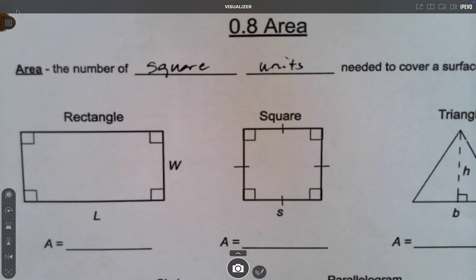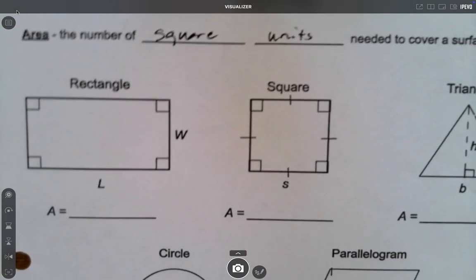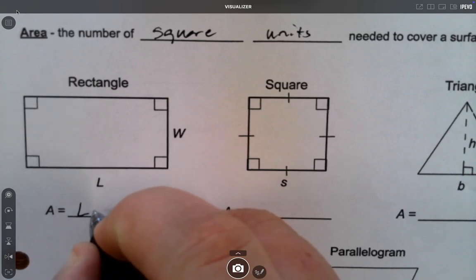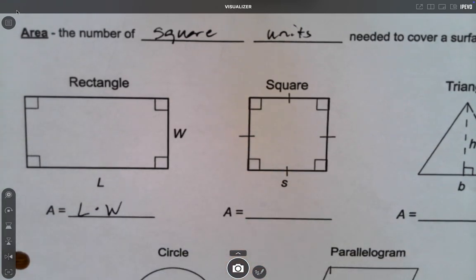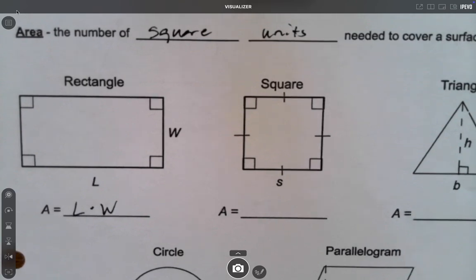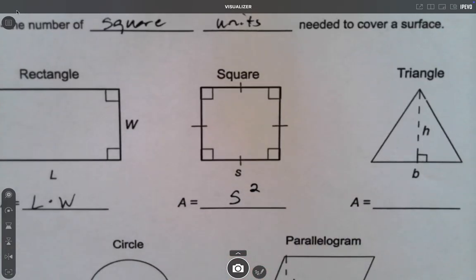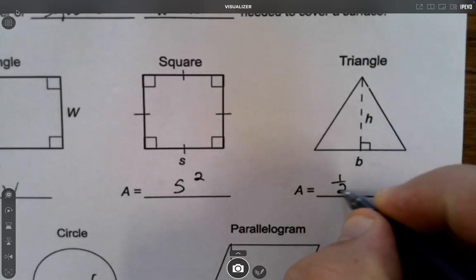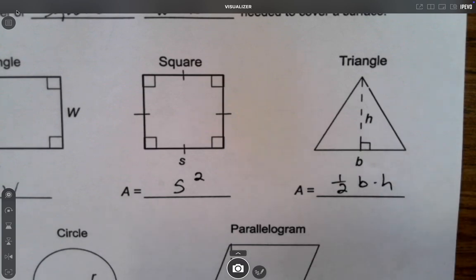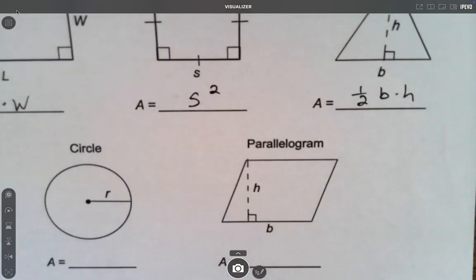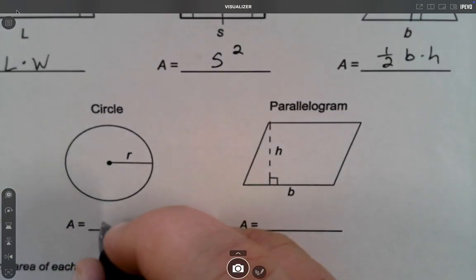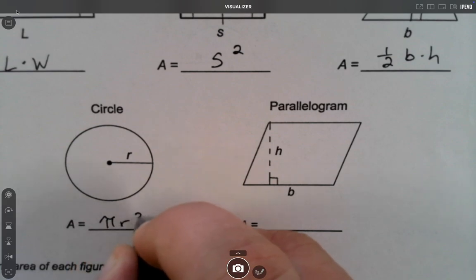unit is. So the formula for the area of a rectangle is length times width. Area of a square is side times side, or side squared. For a triangle, it's half times base times height. And you don't have to write that dot, but I did. For a circle, it's pi times r squared.